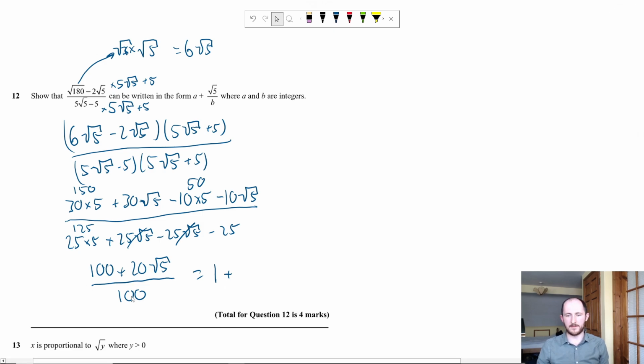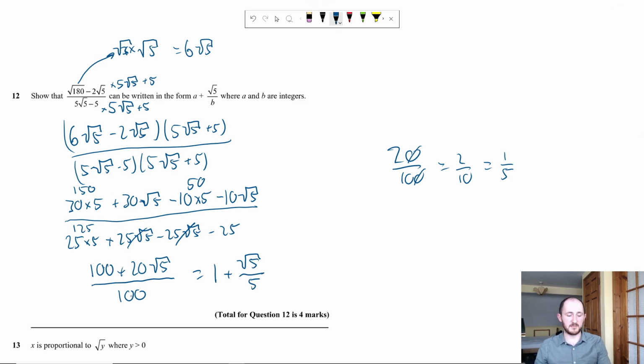20 root 5 over 100, well, we can simplify that, right? 20 over 100, cancel a 0, so we get 2 out of 10. Divide top and bottom by 2, we get 1 over 5. So that becomes root 5 over 5. 4 marks, I actually think that's relatively generous. Not too bad. Some of the numbers are a bit big, but, you know, column method is king for that.